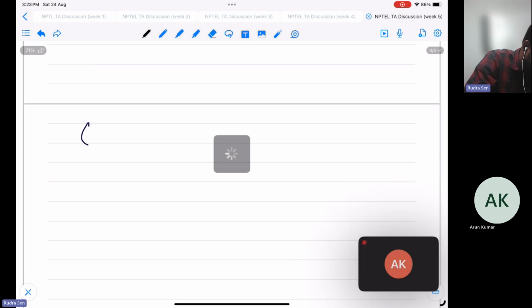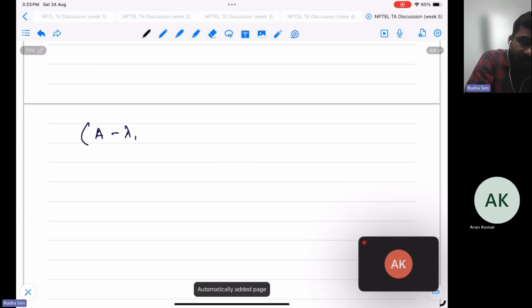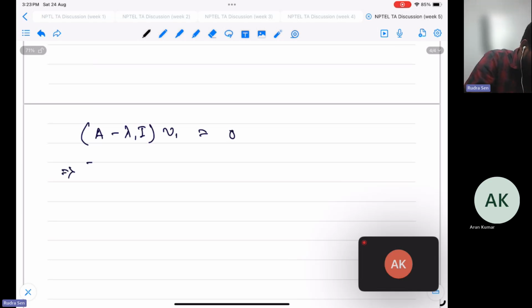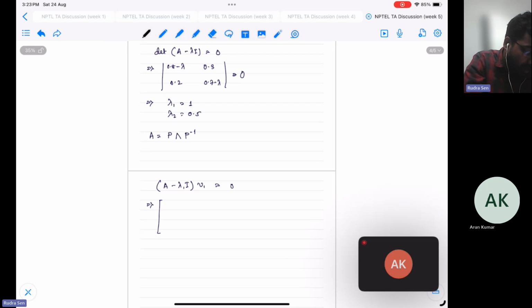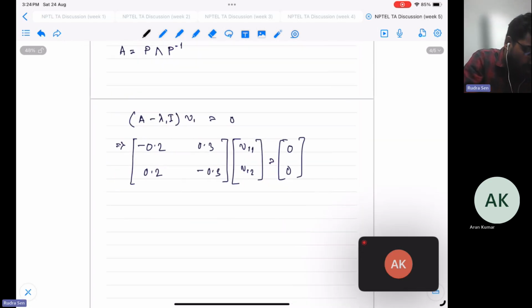For eigenvectors, what should you do? A minus lambda 1 I into V1 equals 0. So what is A minus lambda 1 I? I put the lambda 1 over here. It is minus 0.2, 0.3, 0.2, and minus 0.3. So this is V11 and V12, equal to 0, 0. So this is basically minus 0.2 V11 plus 0.3 V12 equals 0.